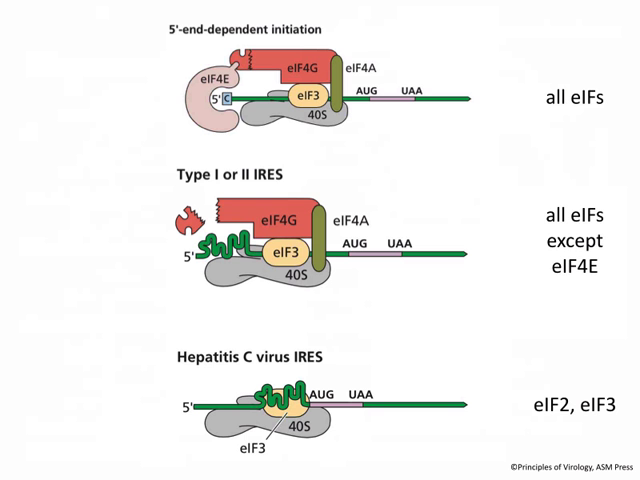So let's compare that now. On the top is the 5' end dependent initiation that we've talked about. That happens on cellular mRNAs, right? The 40S is brought to the mRNA through interaction of 4E with the cap. The IRES-containing RNAs of viruses do not have caps, and they have instead this highly structured RNA, which in some cases binds EIF4G directly. And once you've got 4G bound, then you can bring in the 40S subunit through EIF3.